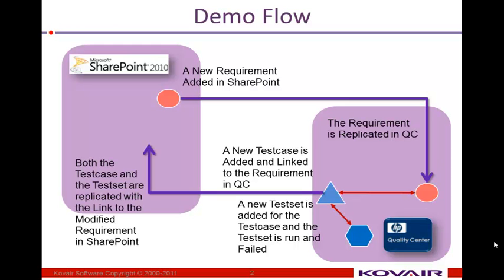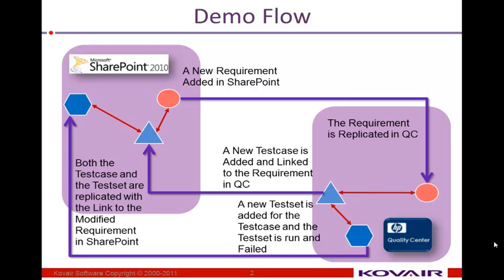Now, both the test case and the test set will be replicated to Microsoft SharePoint. Not only that, also the link we created between the requirement and the test case in Quality Center will be replicated to Microsoft SharePoint. So at the end, we'll have requirement, test case, and test sets in both the tools exactly the same way along with their relationship.